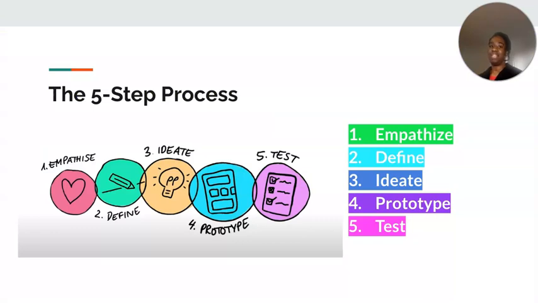Now, the 5-step process is quite unique because it goes through the 5 steps, but you can also go back and forth within those 5 steps. The first step we have is empathizing, and then define, ideate, prototype, and testing. Now let's look at each step.